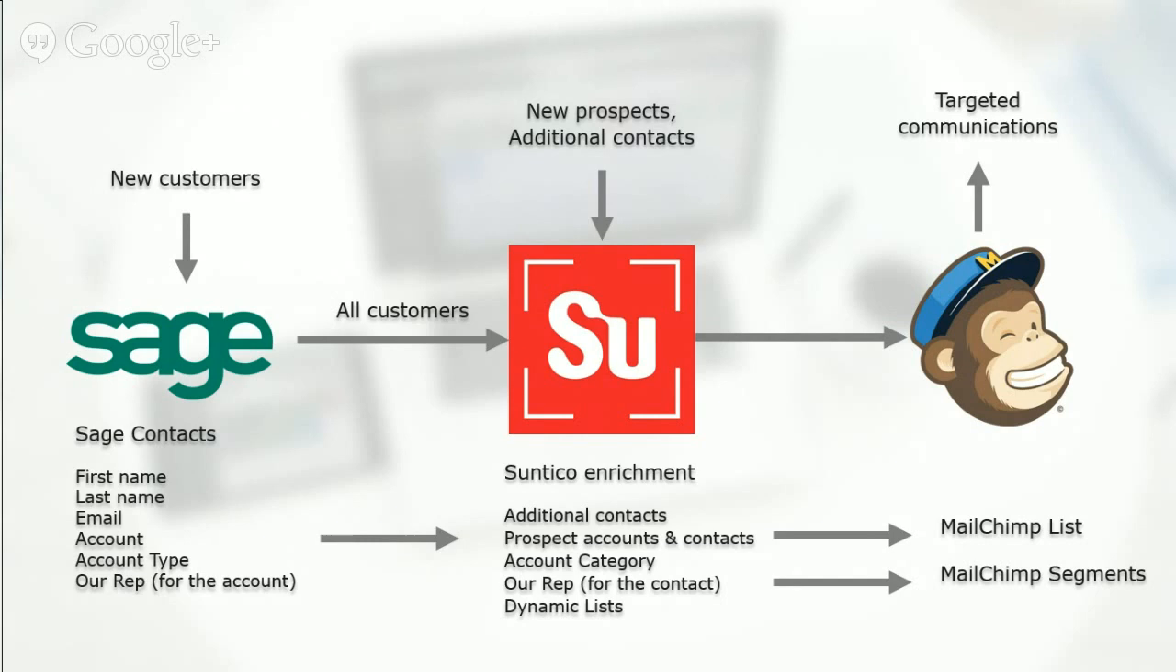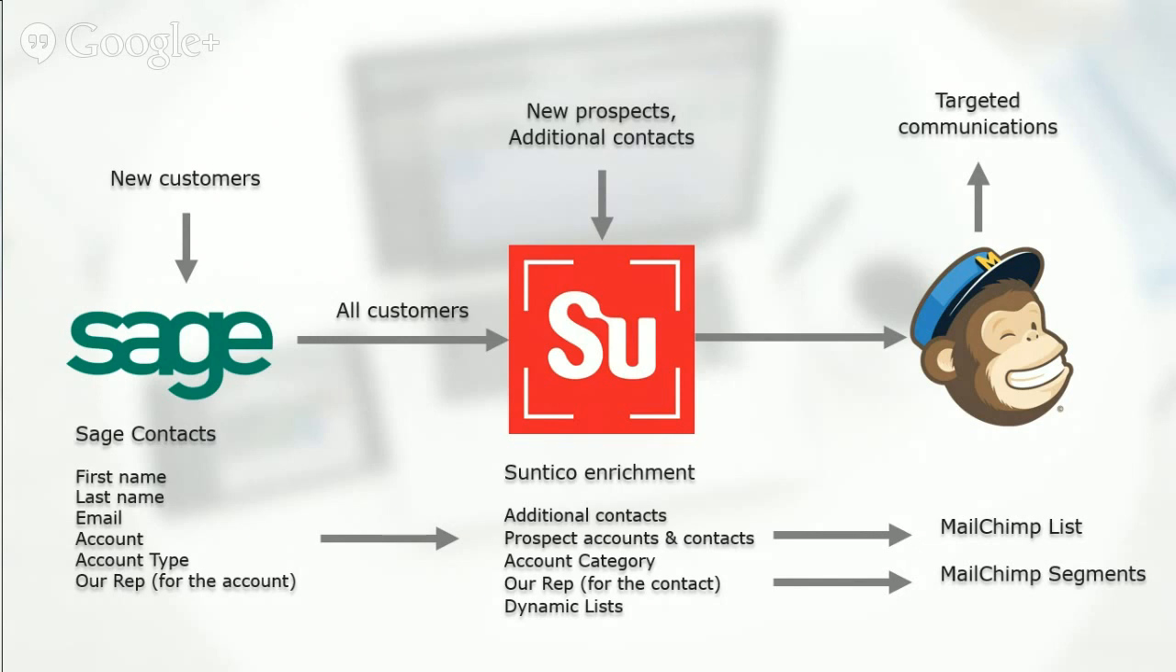Once that information is pulled into Suntico, we also enable you to enrich that data. You can enrich it with additional contacts, an unlimited number of contacts per account. You can add prospect accounts and contacts. You can add categories to your accounts. You can add tags to your contacts and to your accounts, any kind of tags you want. You can add dedicated reps for the contact. And most importantly, you can add dynamic lists based on the behavioral and transactional information of your accounts.